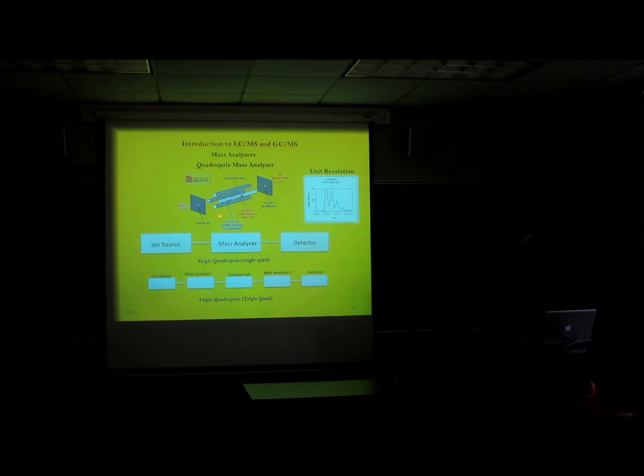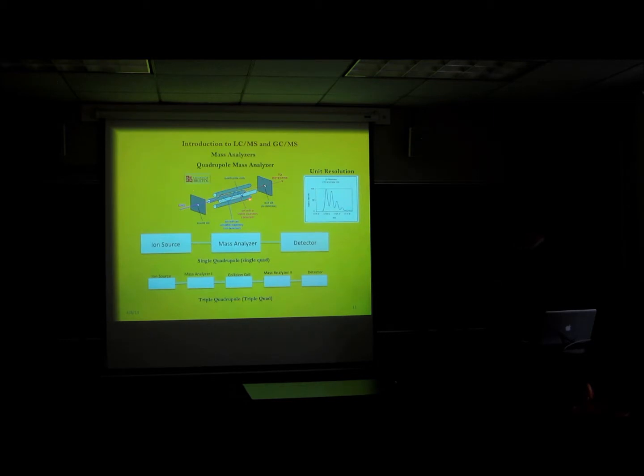The first mass analyzer I want to talk about is really the most simple. It's called a quadrupole mass analyzer. You will hear talk of mass specs as being single quads or triple quads, and we'll talk about that a little more. If you have a mass spec with a single quadrupole mass analyzer, it can be called a single quad. If you have two of them in series, actually three in series, one of which will be used as the collision cell for LCMS, it will be called a triple quad.